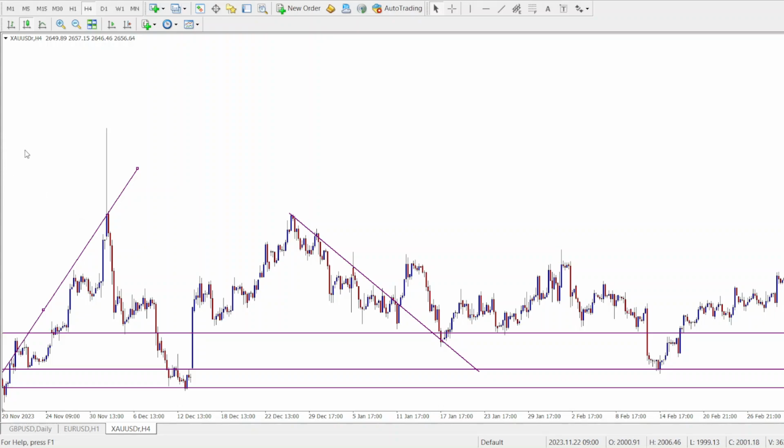Number two, beware of false breakouts, especially when using support levels. The price might briefly break below a support level or above a trend line, and before you know it, the bearish move continues. So you have to be careful. Wait for multiple signals to align.